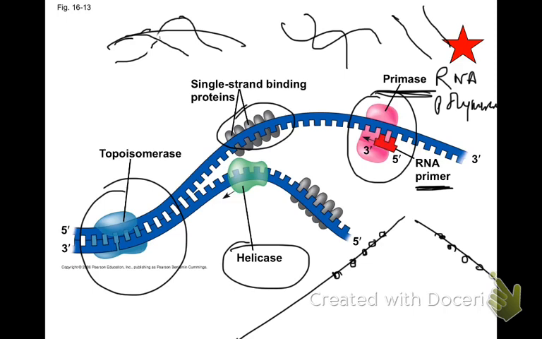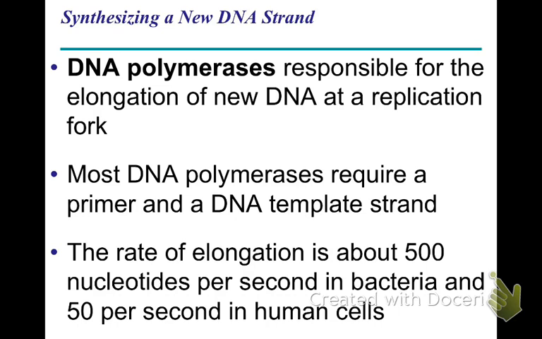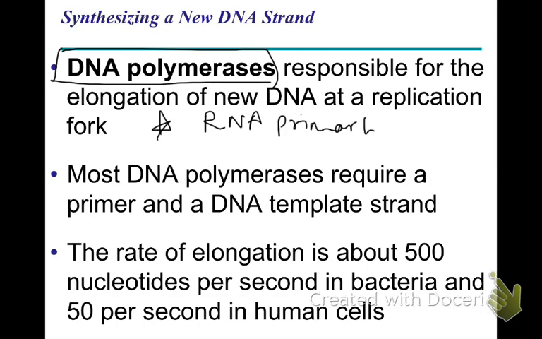Then you have DNA polymerases, which attach to the RNA primer that is being made. They attach the nucleotides to it, meaning they cannot do it individually. They need the RNA primer first. So that's a very important part to remember: the RNA primer has to be made first.